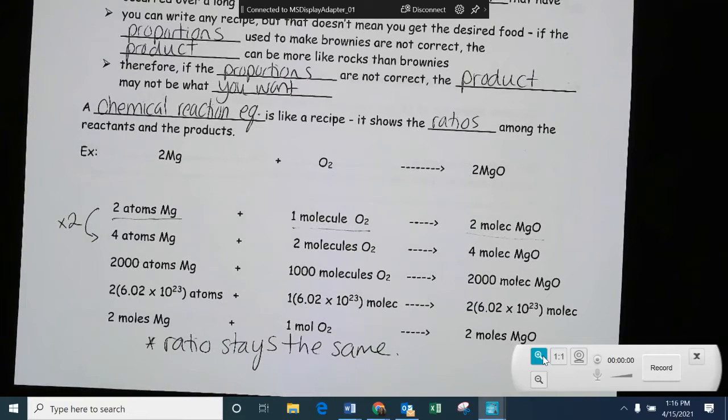So having a chemical reaction that's balanced allows us to predict products and figure out how much reactant we need, because the ratio stays the same the whole time.